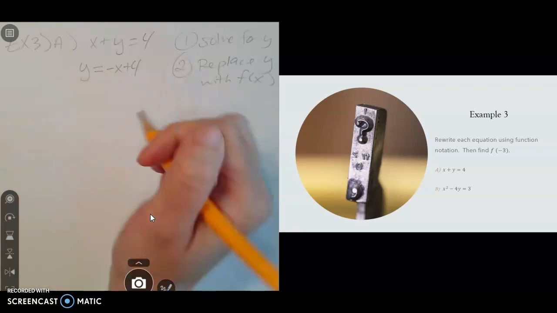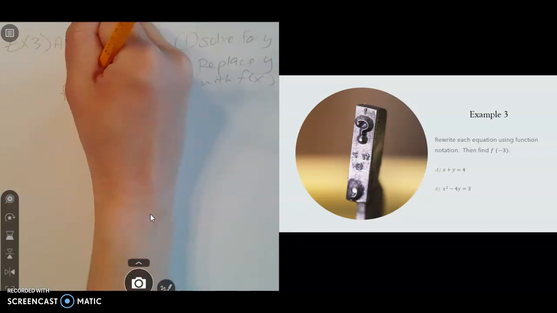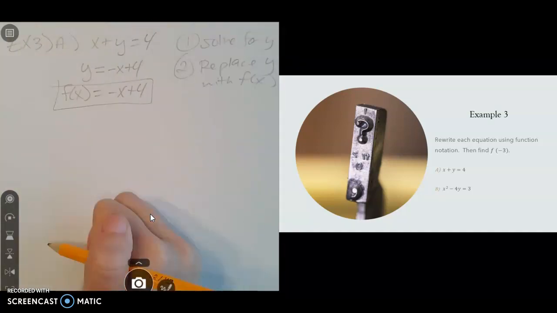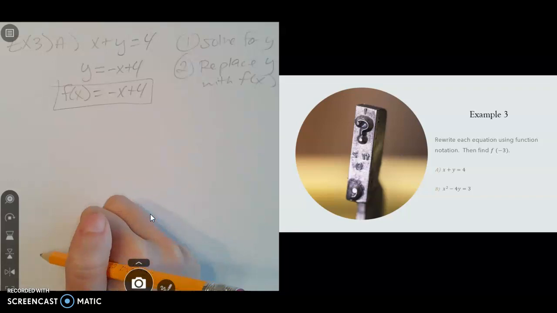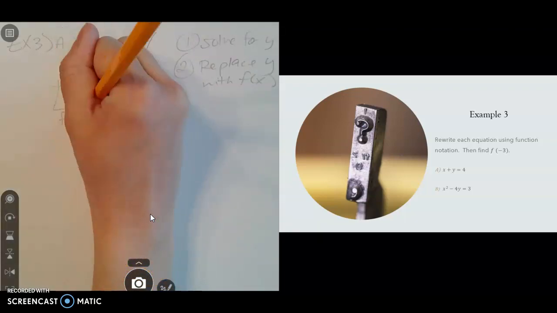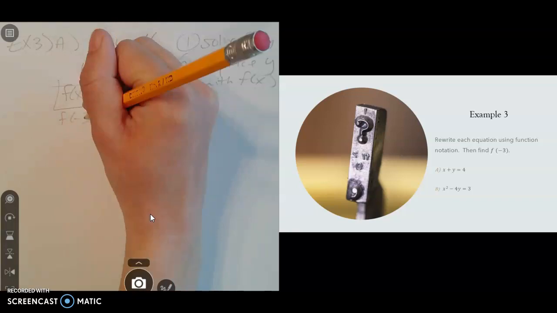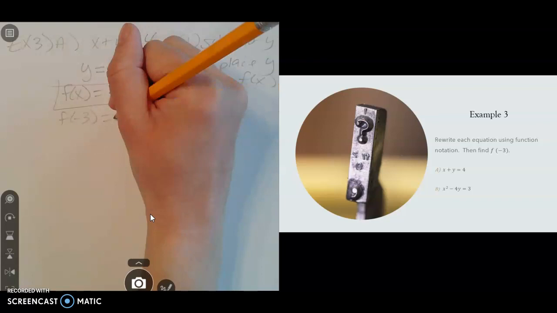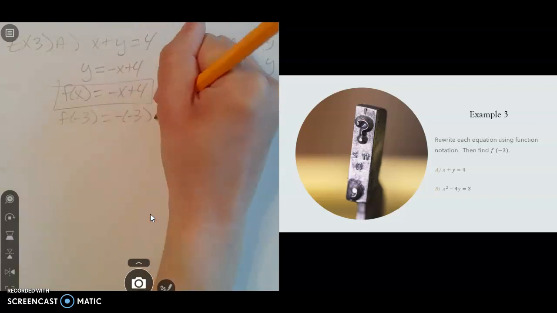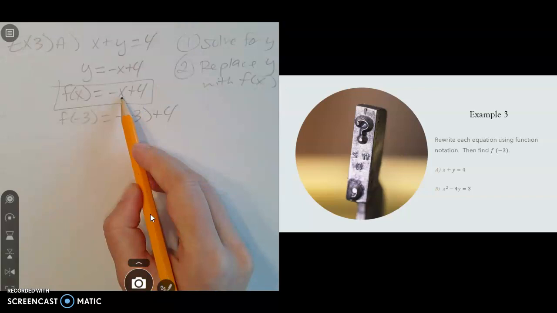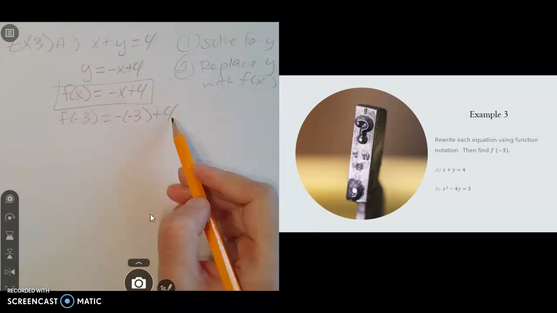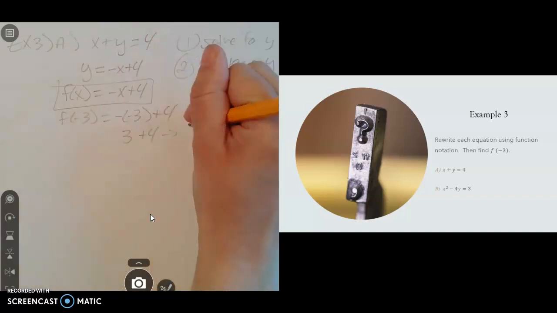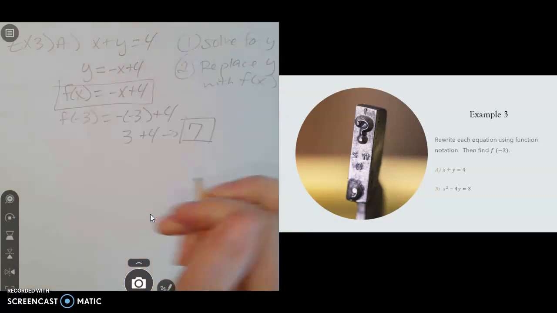And then I'm just going to replace my y with an f of x. So now I've got f of x equals negative x plus 4. And we are magically in function notation. Next up, it says to find f of negative 3. So if I have negative 3 for x, it's just asking what's f of x, or what's the y value. So I'm going to substitute in negative 3 for x. That would look like the opposite of negative 3 plus 4. Well, the opposite of negative 3 is positive 3, and 3 plus 4 is 7. So f of negative 3 is 7.